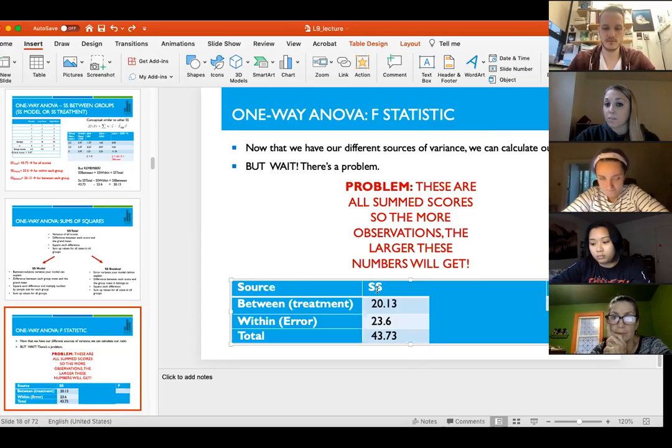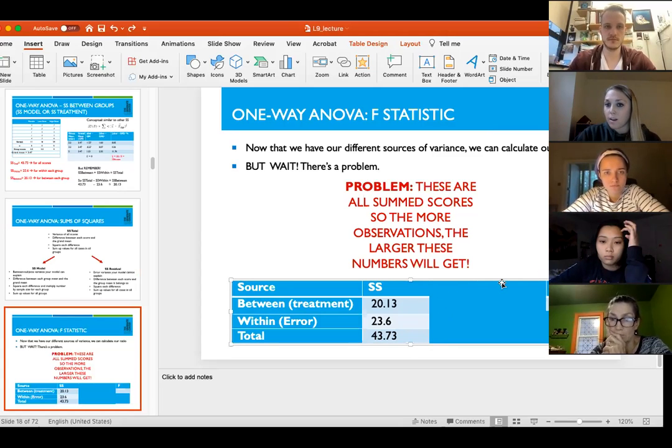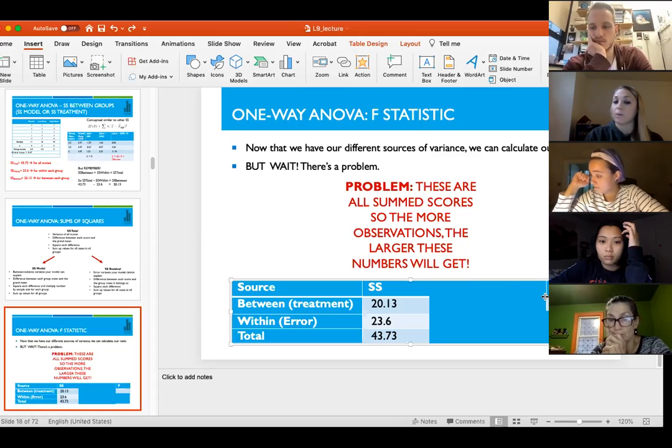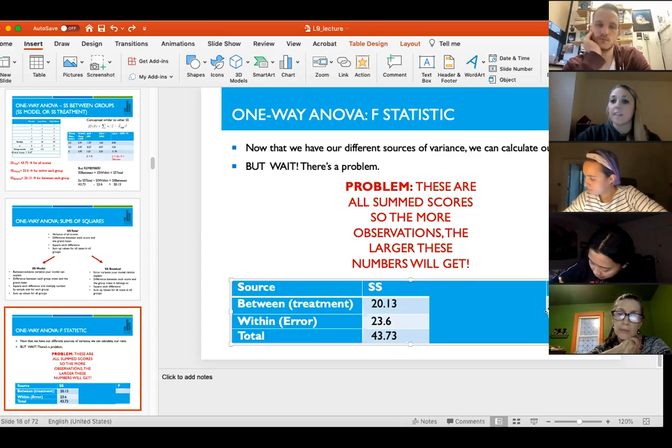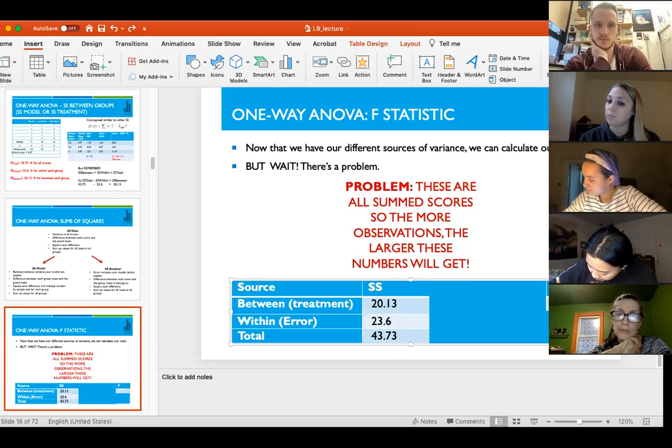So you're always going to have a source column and a sums of squares column. I've got the other columns blanked out right now, but you'll have 2 other columns that we're getting ready to talk about, and then your F score. These 2 other columns are what get you to your F score. We can't just take a simple ratio here, saying 20.13 divided by 23.6 is our F score, because there's a problem with sums of squares.